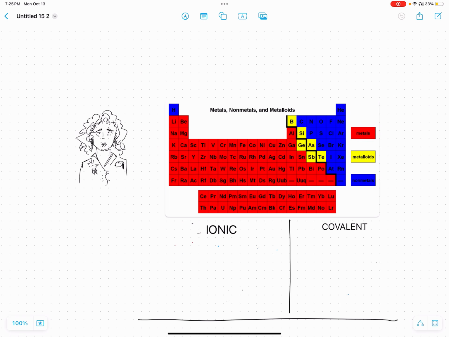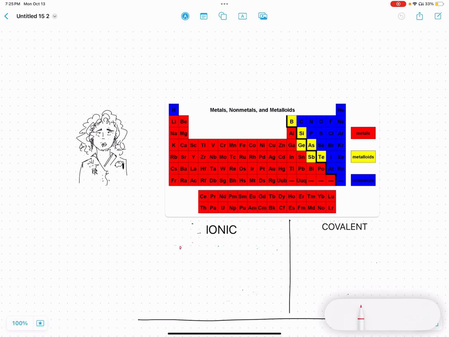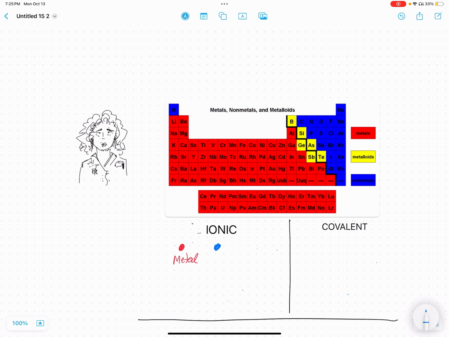All right, so this video is to introduce covalent bonding. I put the periodic table here to remind you of where the metals are located versus where the non-metals are located. We discussed previously that ionic bonding happens between a metal and a non-metal, and I'll use the same color code here. So it happens between atoms that are metals and non-metals.